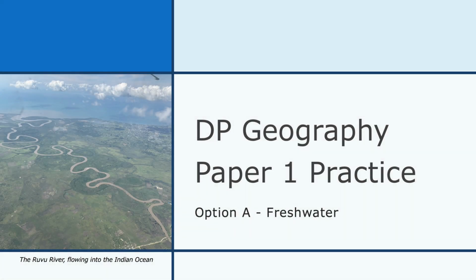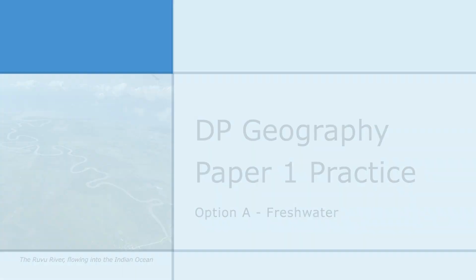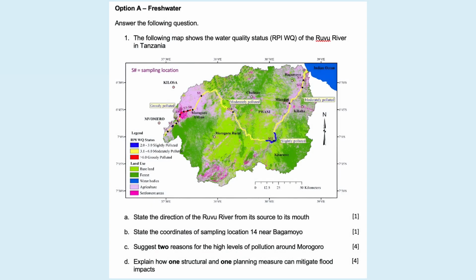Practice questions for DP Geography, paper 1. We're looking today at option A, freshwater. Short answer questions. Question 1, the freshwater unit.